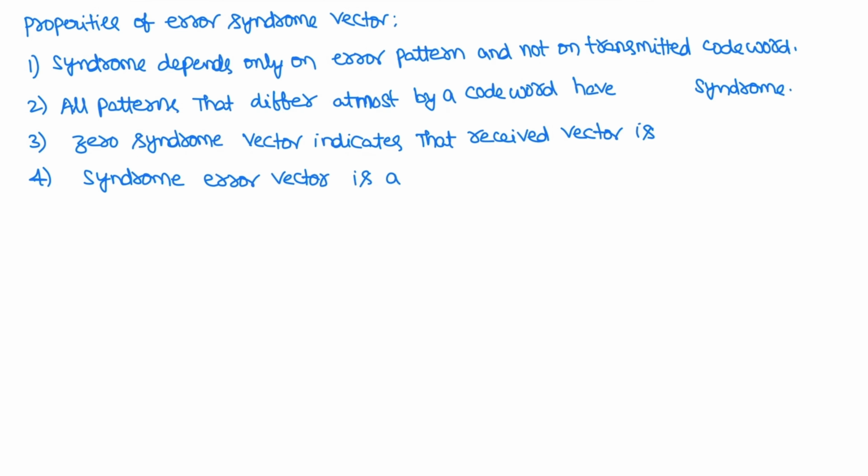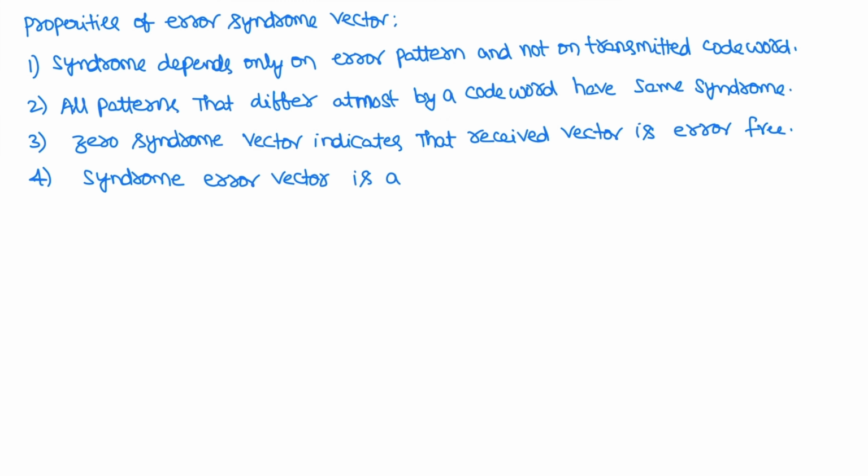Let us see the properties of syndrome. Syndrome depends only on the error pattern but not on the transmitted code words. All patterns that differ by at most a code word have the same syndrome. A zero syndrome vector indicates that the received vector is error free. If syndrome is zero, there is no error.